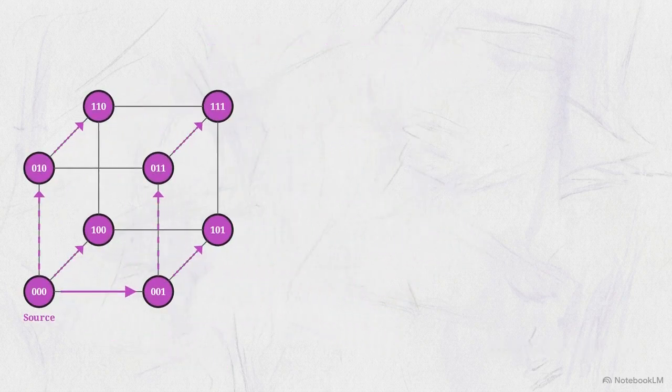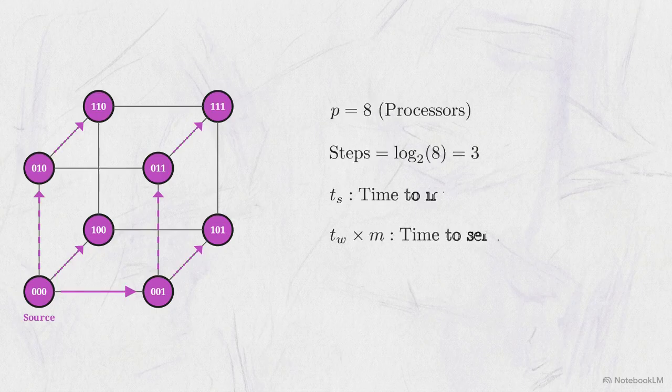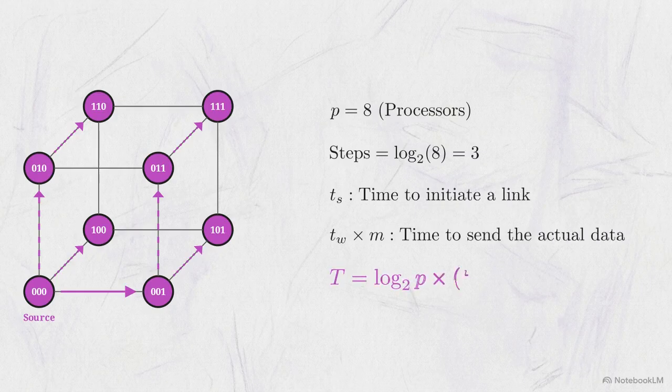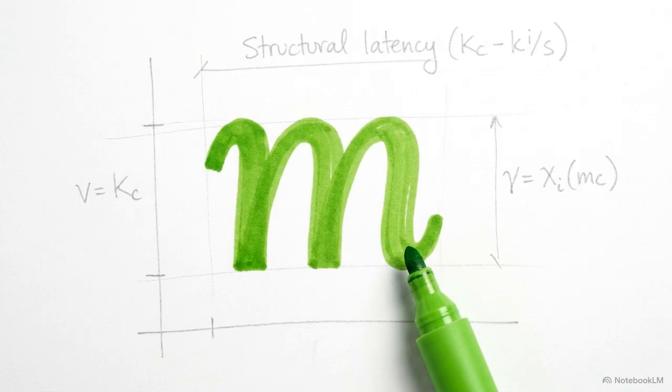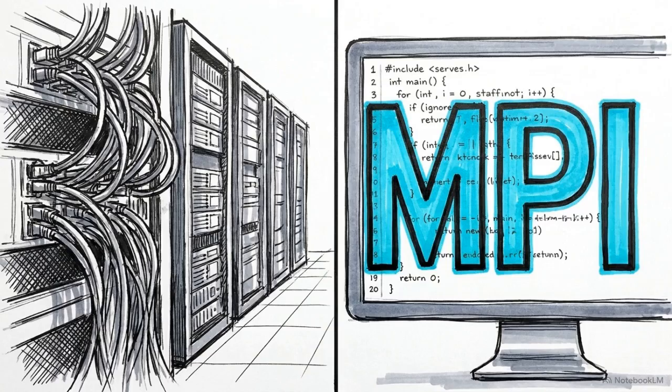This gives us the foundational communication cost formula. Total time equals log base 2 of p multiplied by the quantity ts plus tw times m. This equation separates the hardware limitations from the message size. TS is the physical startup latency required to initiate the link, and TW is the per-word transfer time, multiplied by your message size M. But the physical hardware is only half the equation.